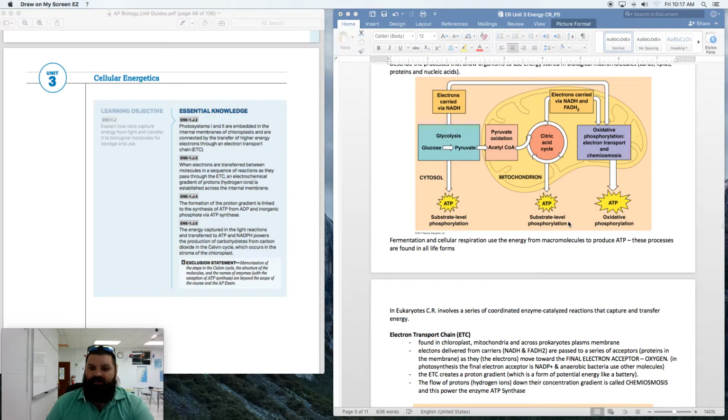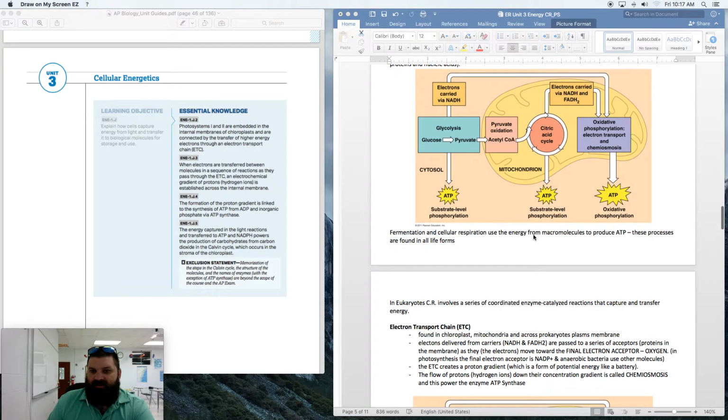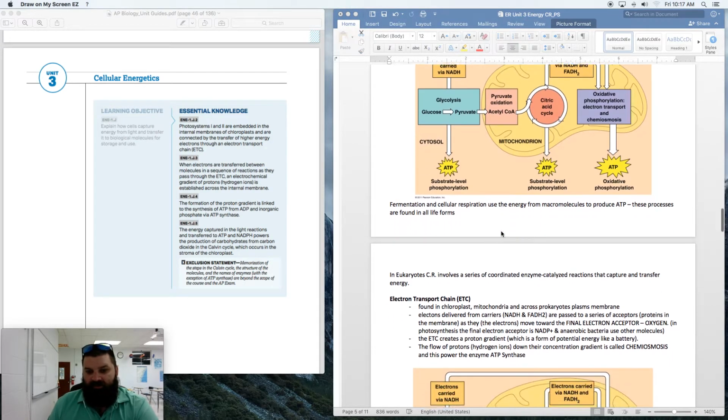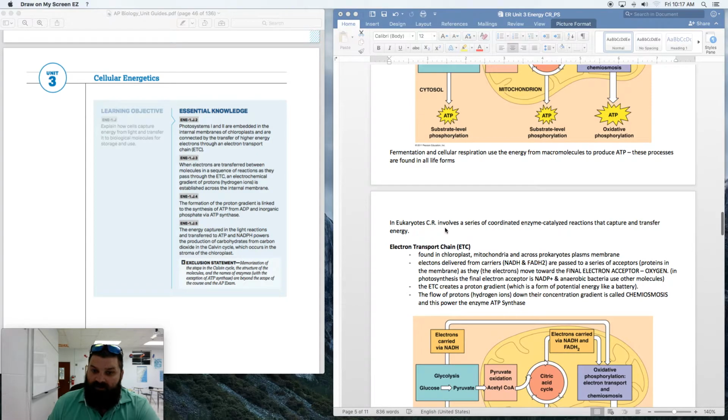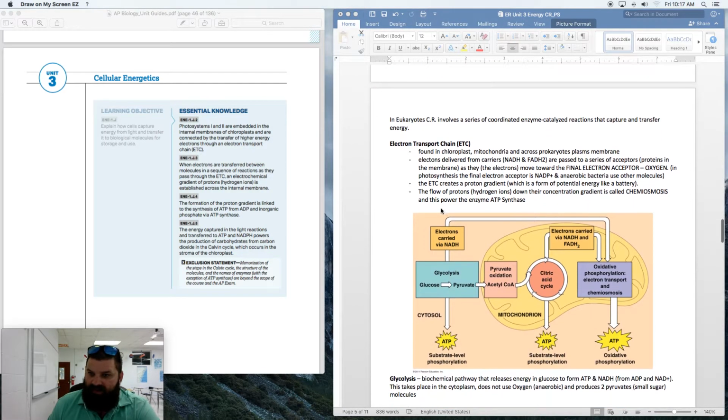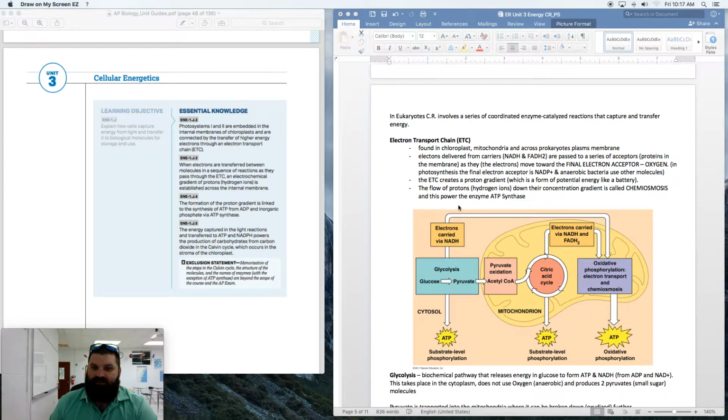All right, fermentation and cellular respiration use the energy from macromolecules to produce ATP. These processes are found in all life forms. So this is some continuity. This is some evidence of common ancestry, the fact that all life forms have fermentative and cellular respiration pathways. Now in eukaryotes, it's going to be more complex because prokaryotes lack a mitochondria. And this is going to involve a series of reactions. They're going to be enzyme catalyzed, which means they're going to be highly controlled.